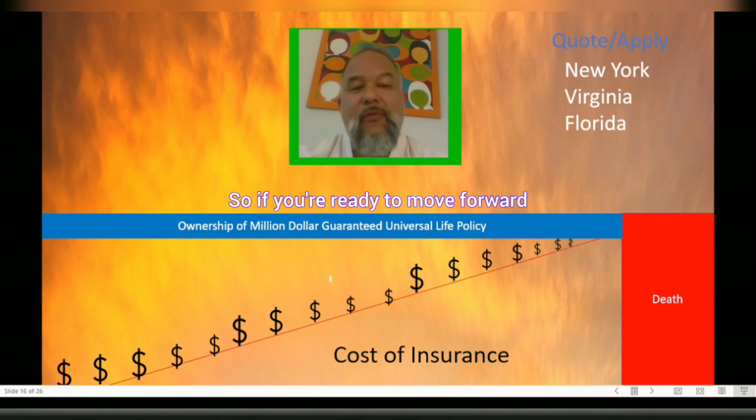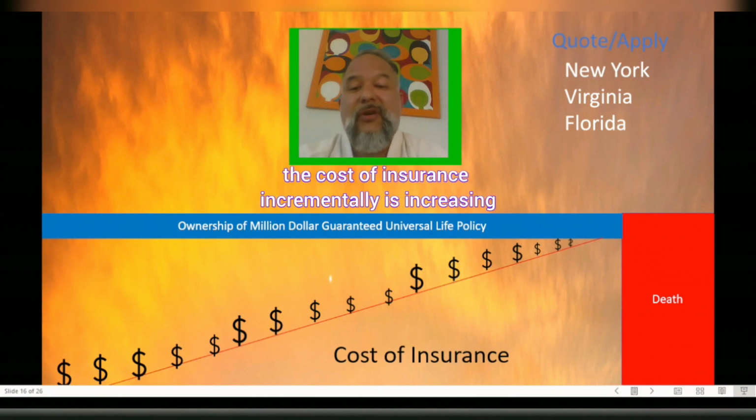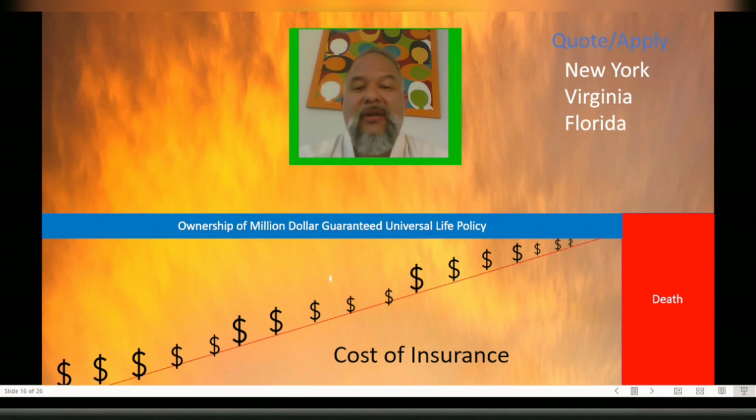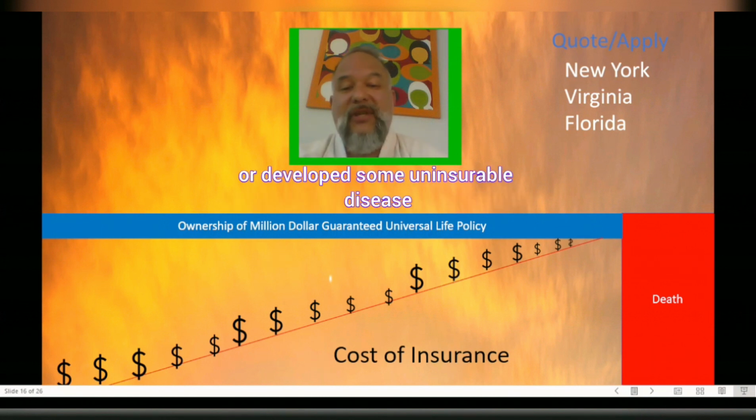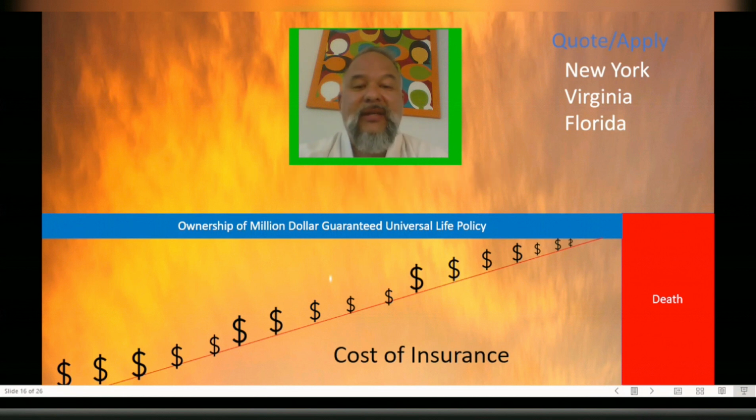So if you're ready to move forward, what's holding you back? You're not getting any younger, and with each day that goes by, the cost of insurance is incrementally increasing. So lock in your rate now while you're healthy and haven't become too overweight or on too many medications or developed some uninsurable disease. And if at any time you have questions or concerns, please email me. Let's see if we can work together, and I'll help place you in the proper plan.